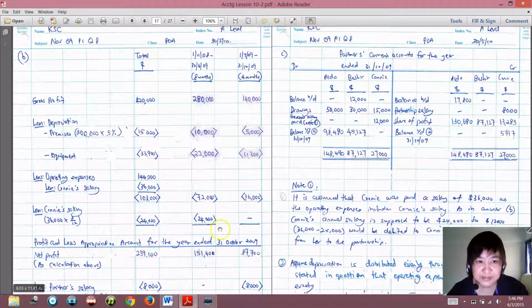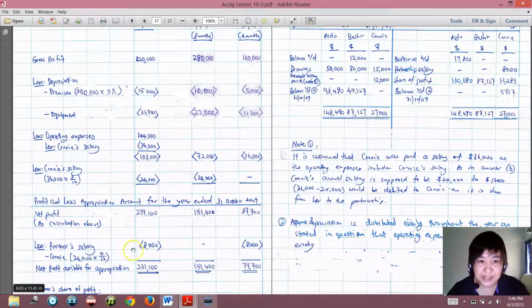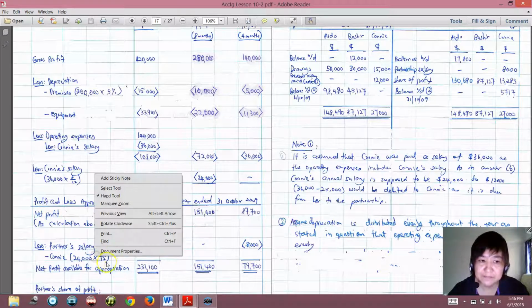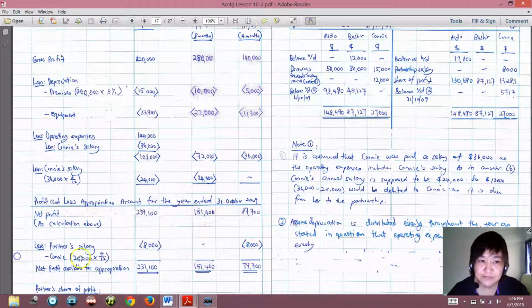That means the upper part is my so-called workings. Then here is my appropriation account. Here I deduct partner salary. For the first 8 months she was an employee, so no partner salary. For the 4 months, the partner salary will be 2,000 per month, so 24,000 per annum times 4 months over 12 months will be 8,000. This is the partner salary.